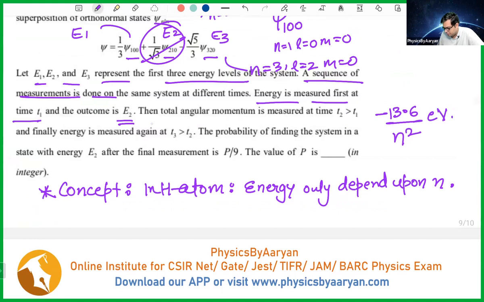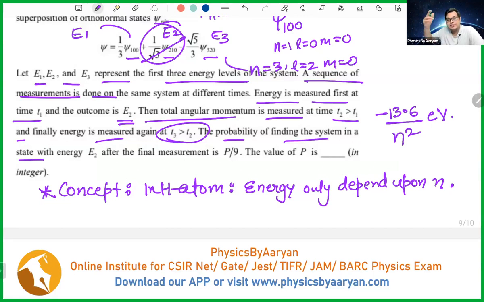Then the total angular momentum is measured at time T2. And finally, energy is again measured at time T3. So we again measure the energy. What is the probability that you will find the state when you did the energy measurement the third time? What is the probability that you will again get energy E2?